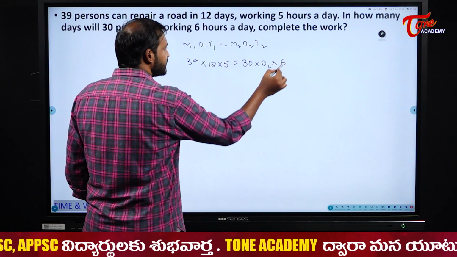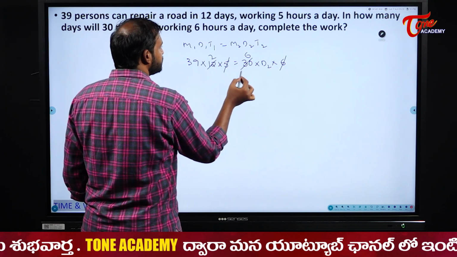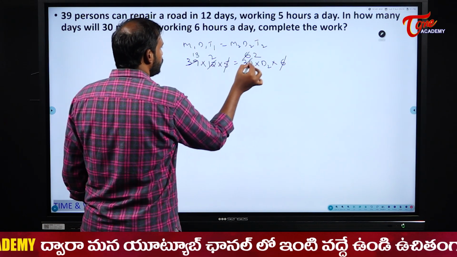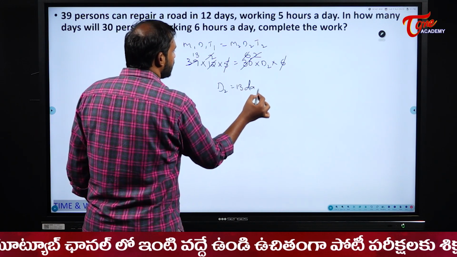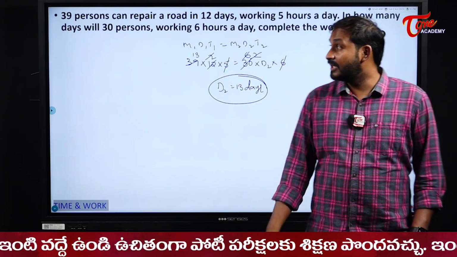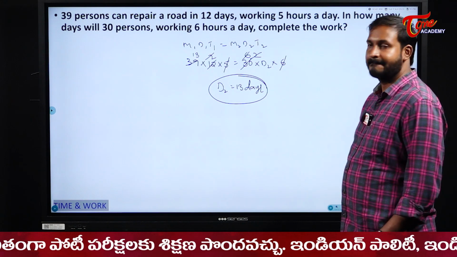Very simple, cancel it. 6 ones 6, 2s, 5 ones 5, 6. In 3 table, 3 2s are 6, 3 13s are 39, 2 2 will get cancelled. So days are how many here? 13 days. So 13 days are required for us in this case. 30 men require 13 days to finish the job, working 6 hours a day.